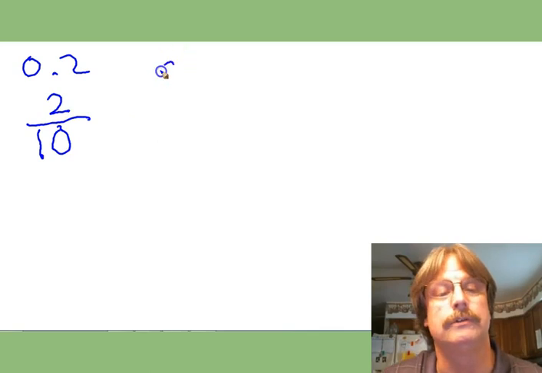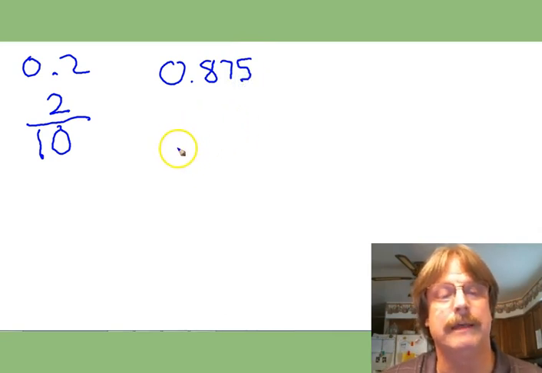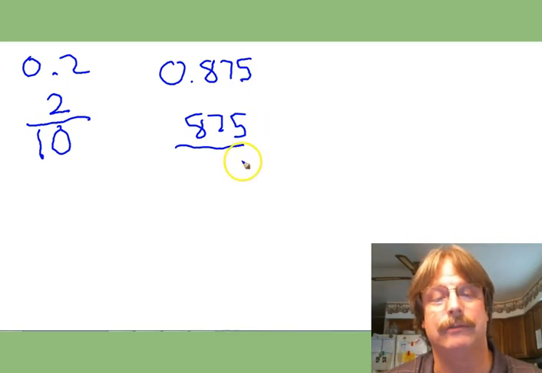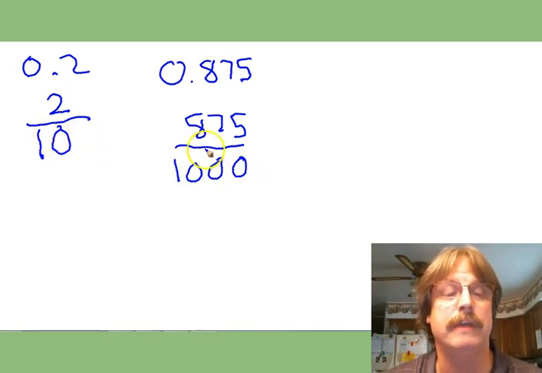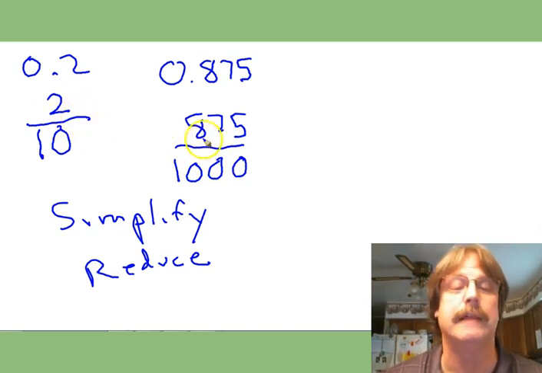The other one, 0.875. We do the same thing. We write our fraction bar. We bring down our 3 digits, so 8, 7, 5. And because we have 3 digits now, we're going to add 3 zeros to the denominator. And then we place a 1 in front of it. In both cases, you have to try to get this down to its simplest form. Okay, so you got to do that in both of them.